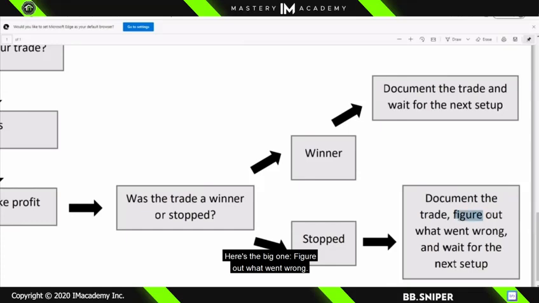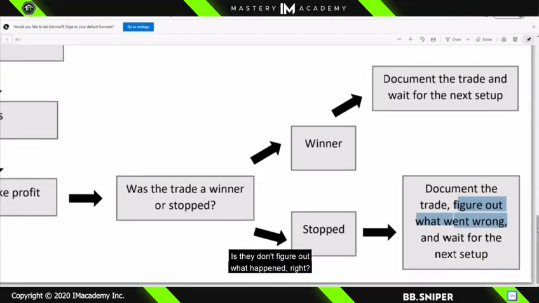Here's a big one. Figure out what went wrong. I think this is where a lot of traders also kind of screw things up a little bit, is they don't figure out what happened, right? And trust me, guys, I'm going to say this a third time, I'm not calling anybody out. I have gone through this as well. I used to take trades, they would lose, and I would just move on, and I didn't learn from my mistakes. But you don't want to make the same mistakes over and over again. That's stupid, right? Especially if you're trading live. If you're taking consecutive losses over and over again, why would you want to do that? You know what I mean? So figure out what went wrong.